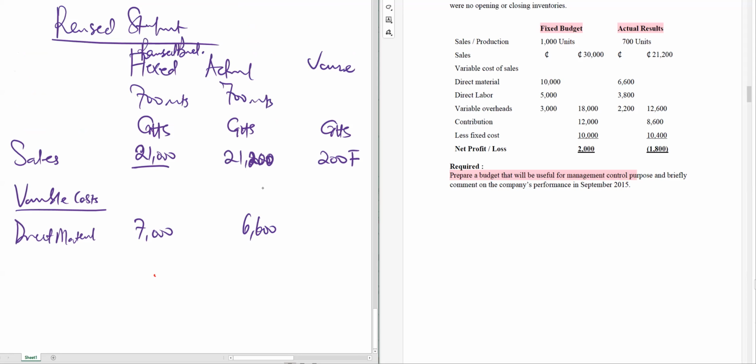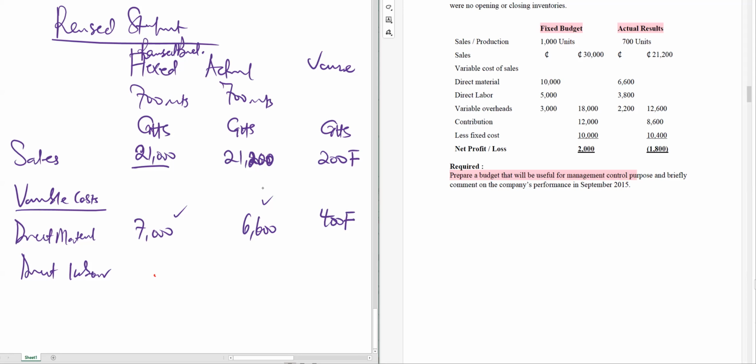Now, direct material, we planned to spend 7,000, but we ended up spending 6,600. Did we gain or we lost? We gained. That means it's a cost saving, right? Of how much? 400. So it's good for us. Anything that's good for you is a favorable variance. You get it? Variance is simply the difference between the two. Is it a favorable difference or an adverse or unfavorable difference, right? Variance is simply difference. Do you understand?